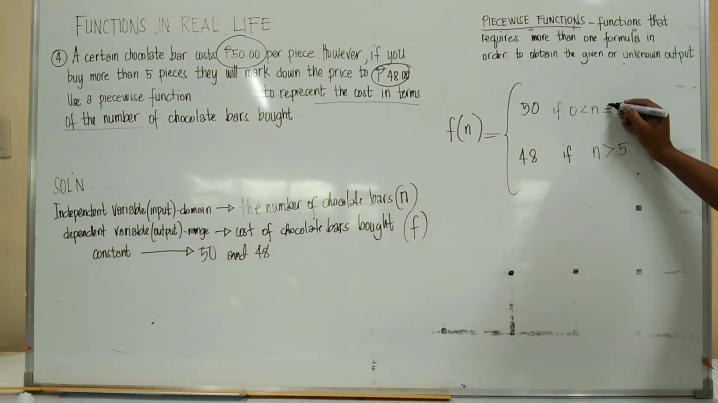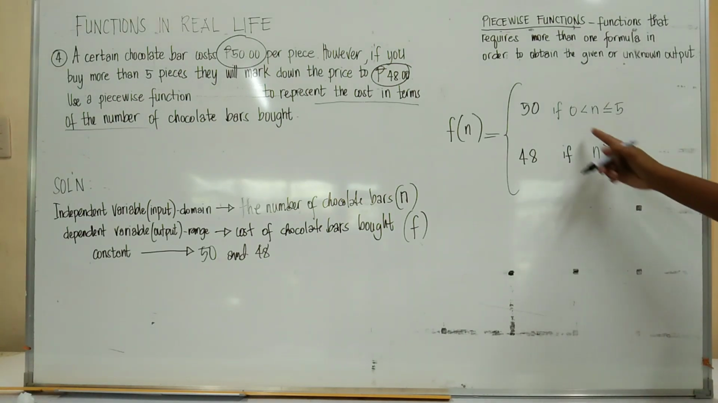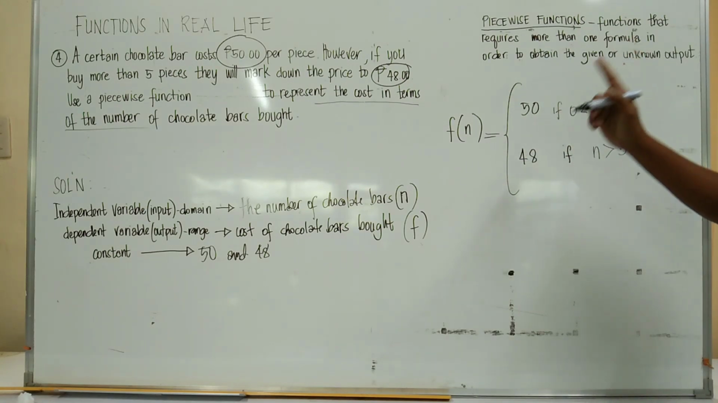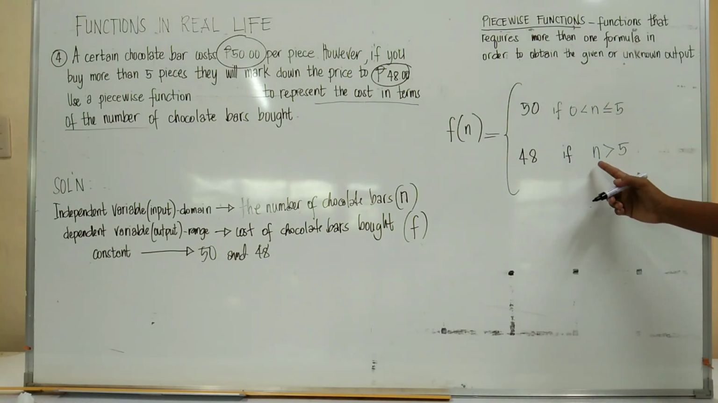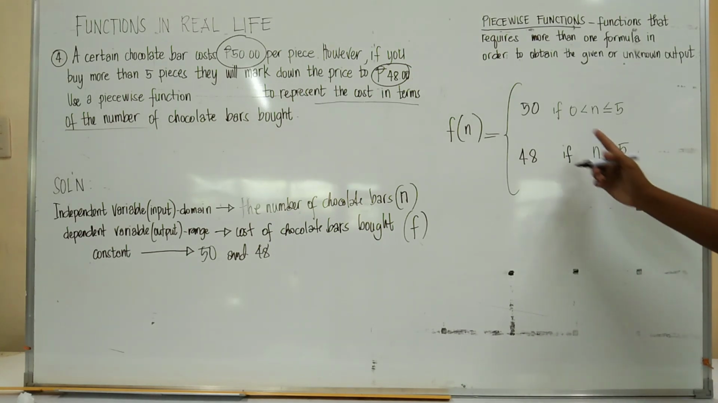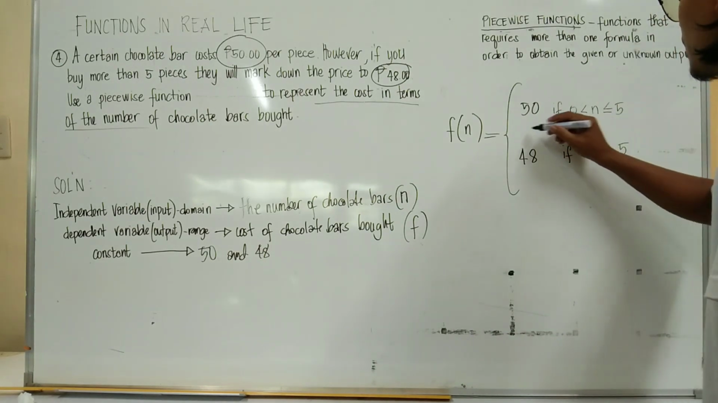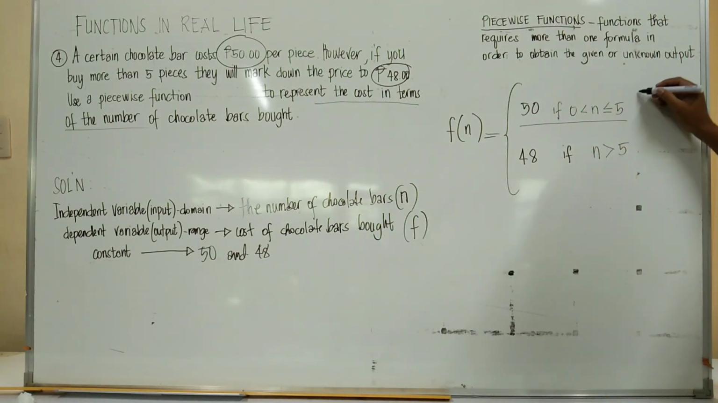And to complete our notation, just like the other example, if you will buy from 1 to 5 pieces of chocolate bars, you will pay 50 pesos each, or per piece. But if you will buy more than 5 pieces of chocolate bar, you will pay 48 pesos each. So simple. So this will be our formula for buying 5 pieces of chocolate bar or less.